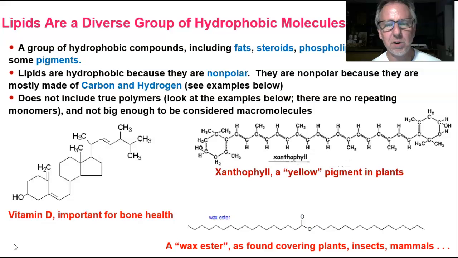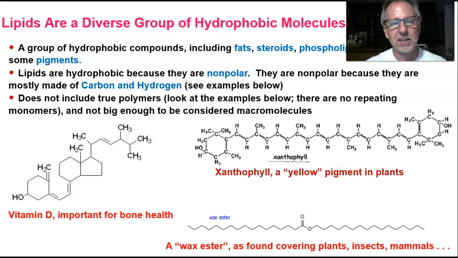And then finally on the bottom, there is a wax ester. That's what covers the leaves of plants, helps make them waterproof, covers insects, makes them waterproof, mammals. That zigzagging structure you see is the chains of carbons and hydrogens. At every one of those zigs and zags is a carbon, and then there's two hydrogens sticking out. So rich in carbon and hydrogen. You can see right in the middle of that wax ester, there's a ketone, a double bonded oxygen, and then an oxygen in the middle there. Anyway, those are some different kinds of lipids.